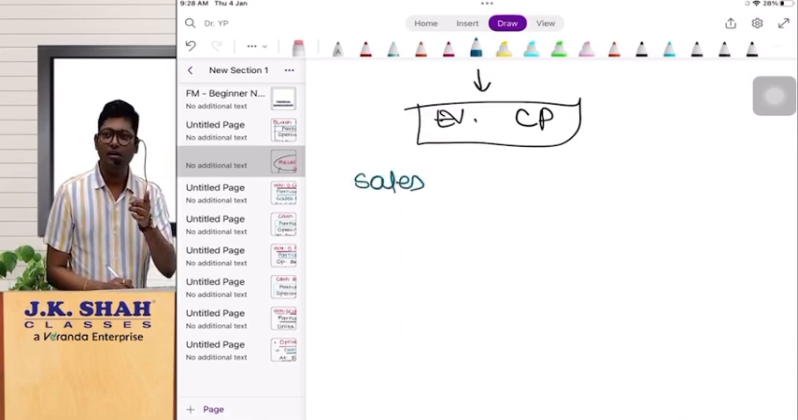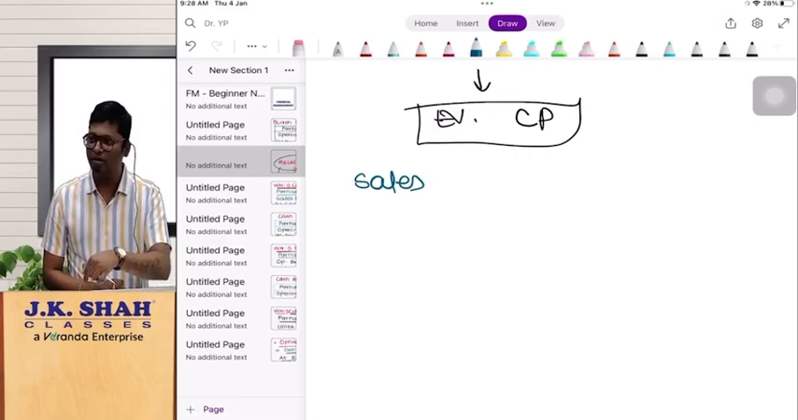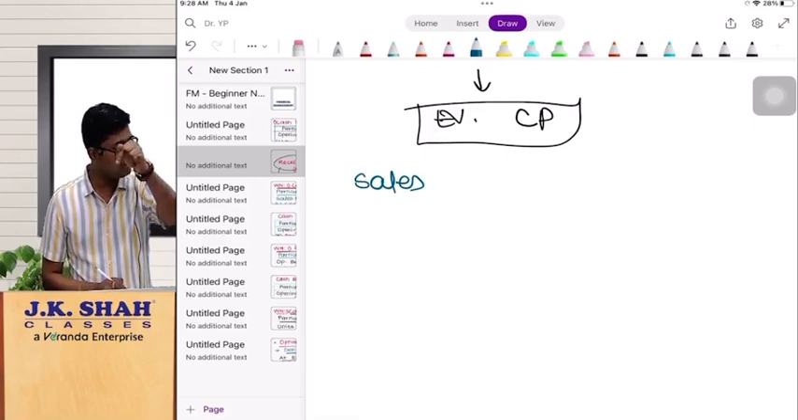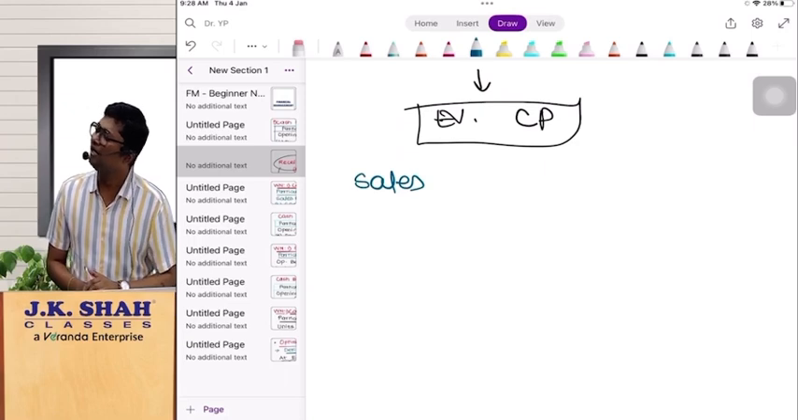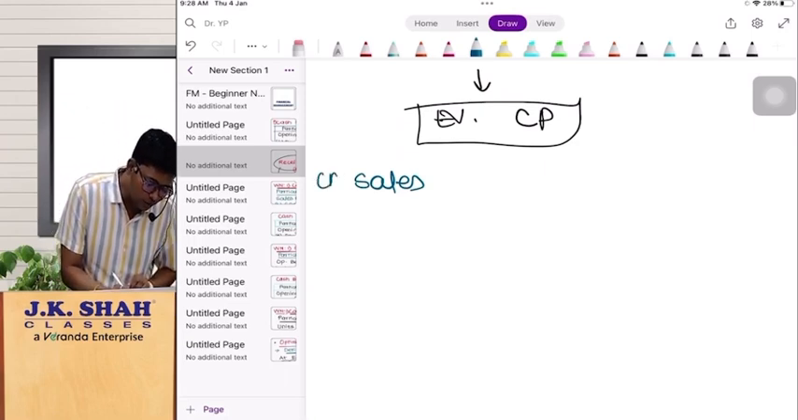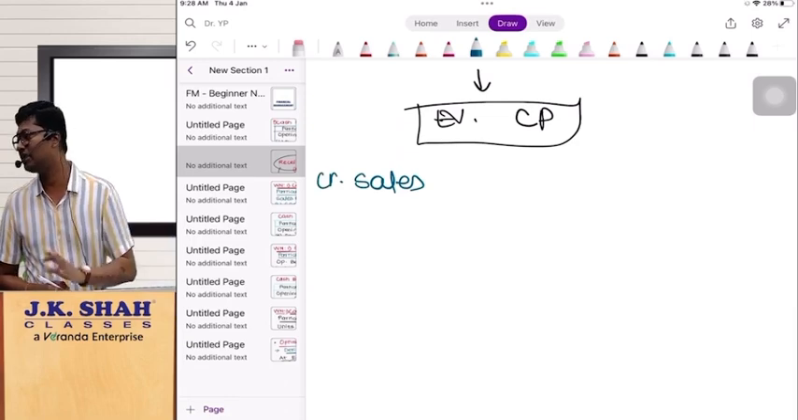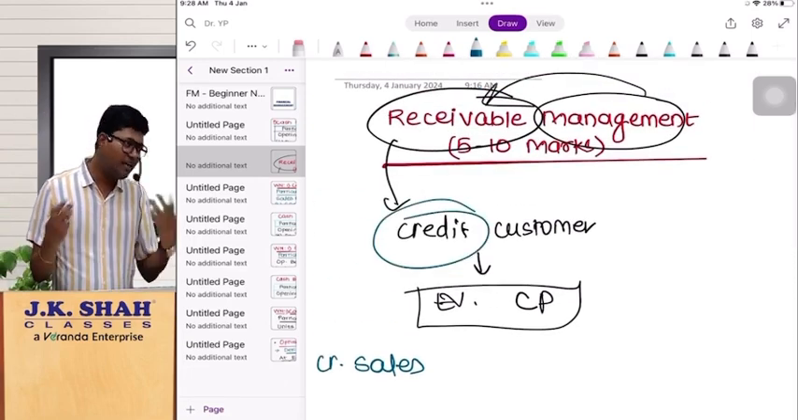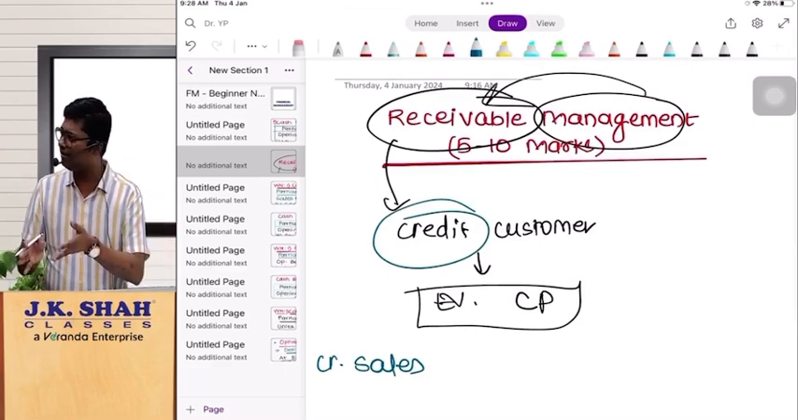Again, we are at the same point. This is the point of starting of financial management, and the same point is there at the end of financial management. Income statement always starts with sales, but you should consider only and only credit sales as far as this chapter is concerned. Why? Receivables are which customers? Credit customers. So should we evaluate policy by considering full sales or only credit sales?